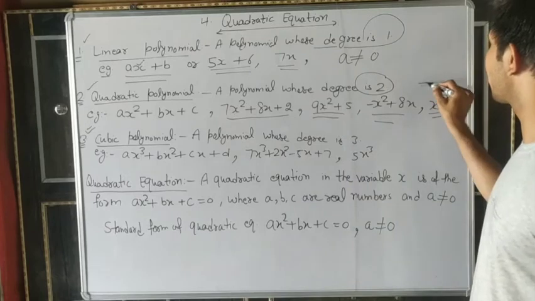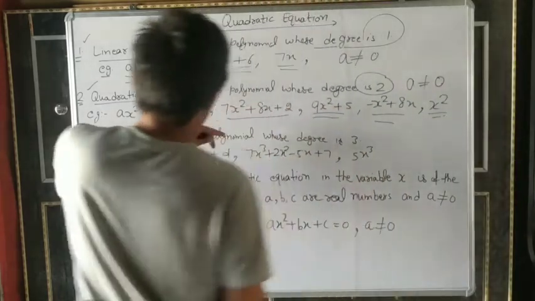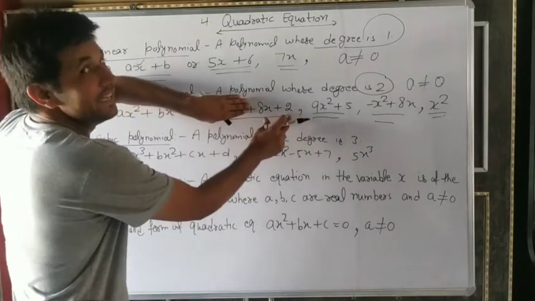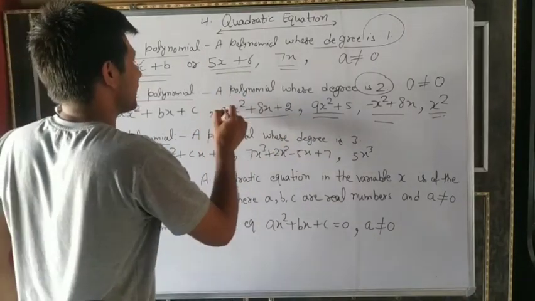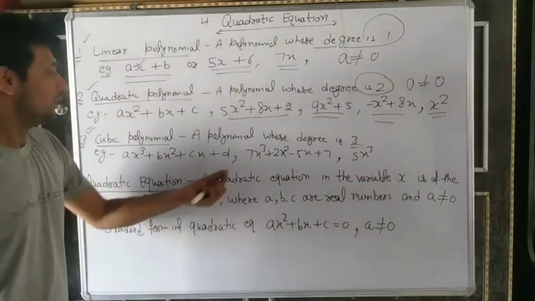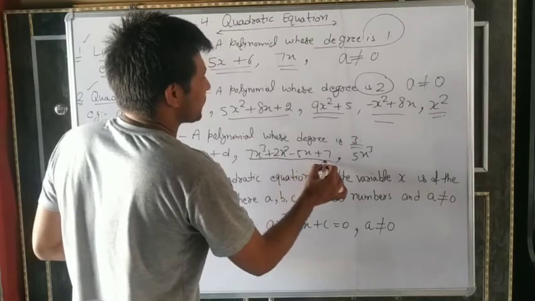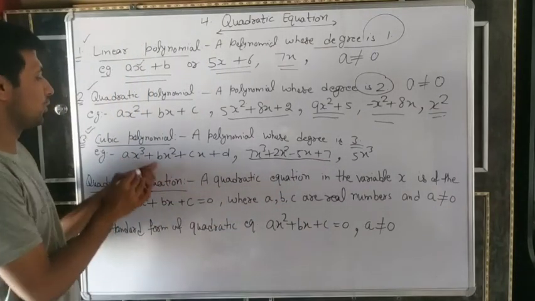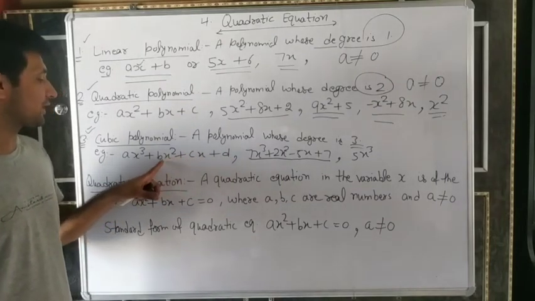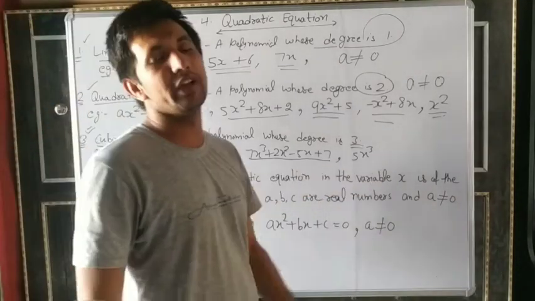Here also you have to remember a is not equal to 0, because if in place of 7 you write 0, then 0 into x square is 0, so it is a linear polynomial, not a quadratic polynomial. Understand? Same as cubic polynomial. Degree is 3. Look at 7x cube plus 2x square minus 5x plus 7. So ax cube plus bx square plus cx plus d. Coefficient of x is c, coefficient of x square is b, coefficient of x cube is a. b, c, d here are real numbers. So it is a cubic polynomial.